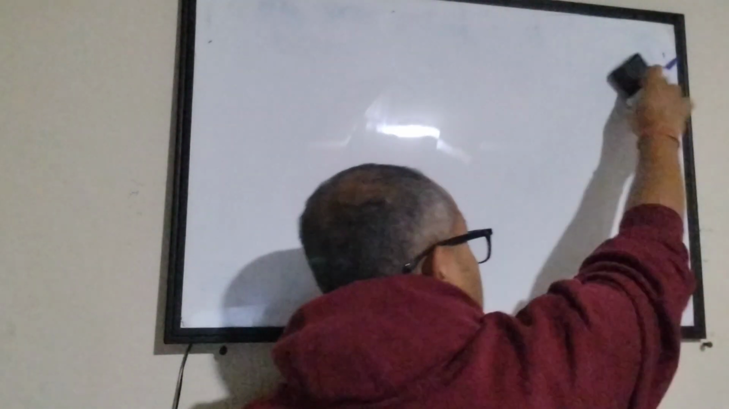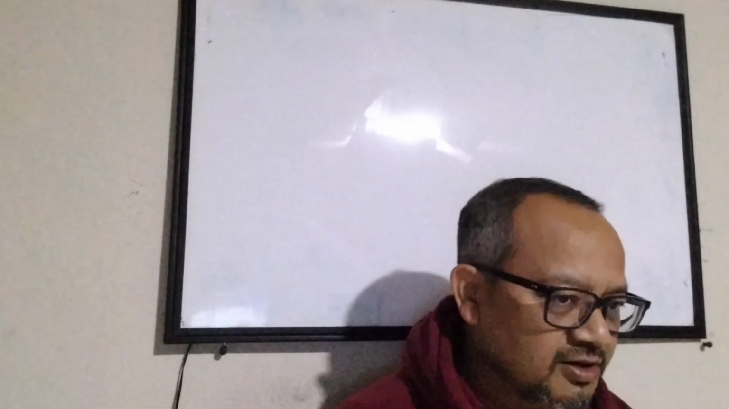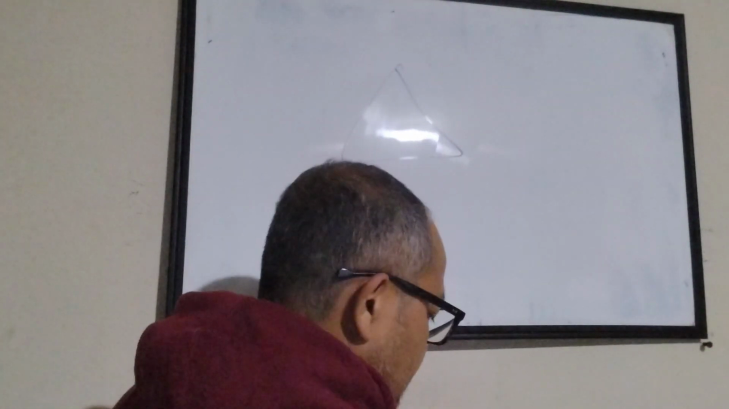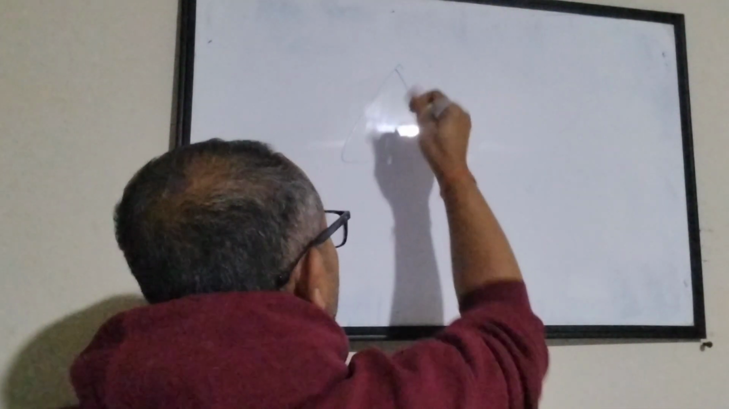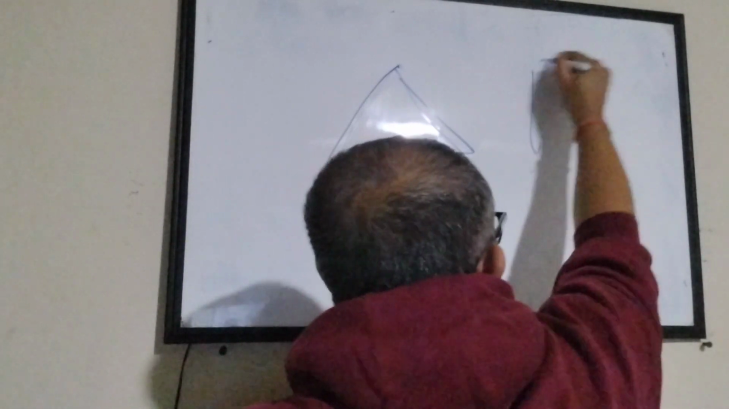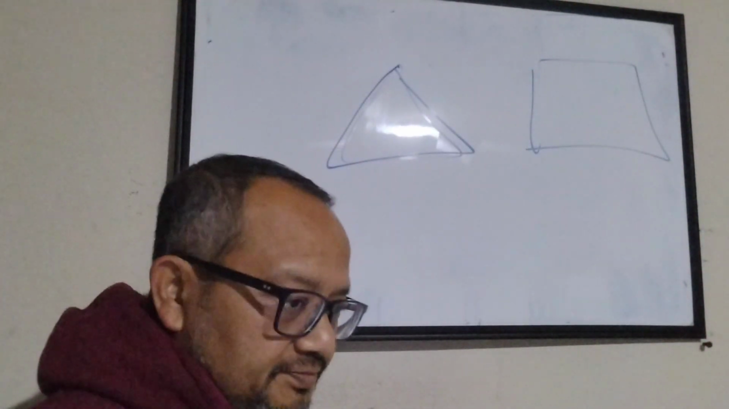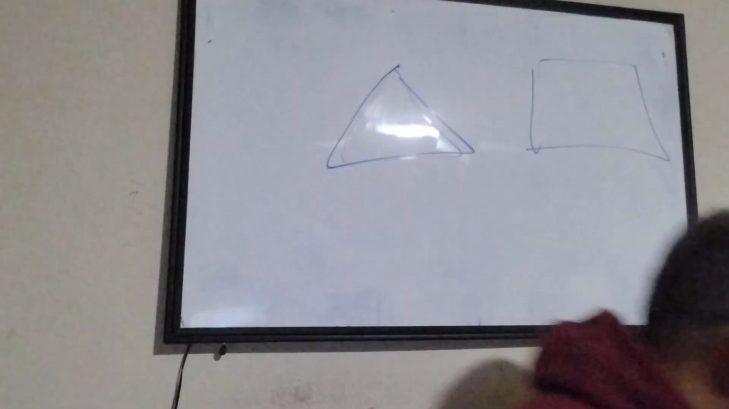So now we know that polygon means shape with multiple sides. Any closed shape with more sides is called a polygon. That means a triangle is a polygon. Any quadrilateral is also a polygon because it has many sides.